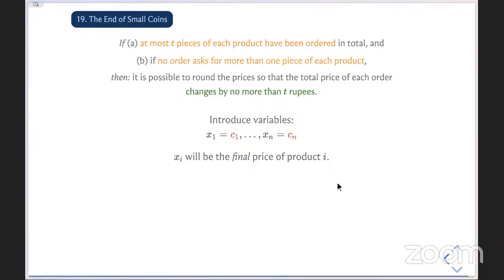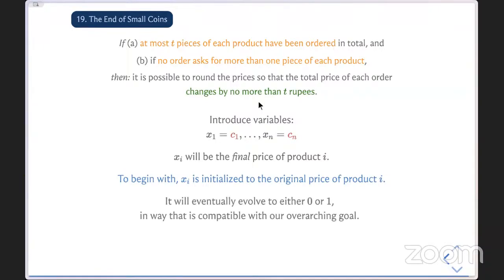These xi's will be representative of the rounded values, but initially we initialize them to the original prices. We will let them evolve and finally reach a 0-1 state. And hopefully we'll be able to prove that the way we have done it, the order values are not tampered with by too much. So we have n variables, and the ith variable is initialized to the cost of the ith product.